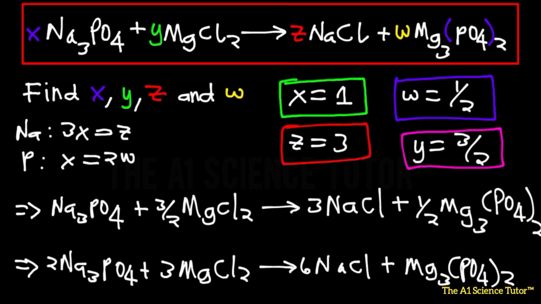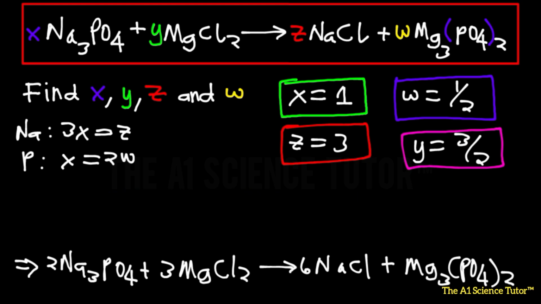So let's find out whether or not these elements are balanced on both sides. So let's start with sodium. For sodium, we have 3 multiplied by 2. That gives us 6. And here we got 6 sodium. So that's correct. And going on to phosphorus, phosphorus is 2 here. And on this side, we also have 2 phosphorus. For oxygen, we have 4 multiplied by 2. That gives us 8. And that's pretty much what you got on the right-hand side.